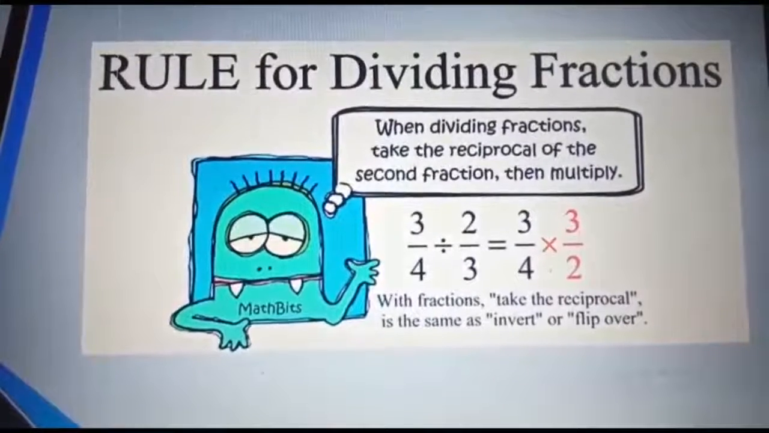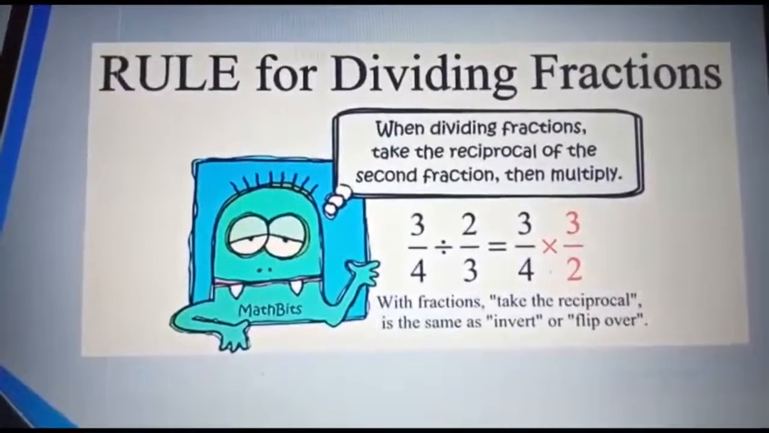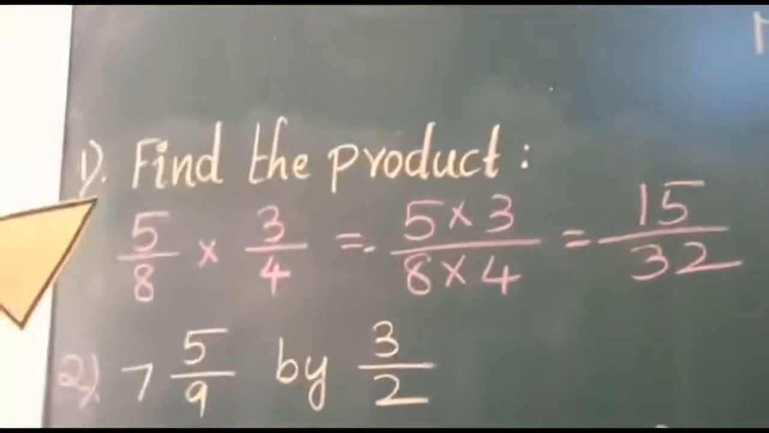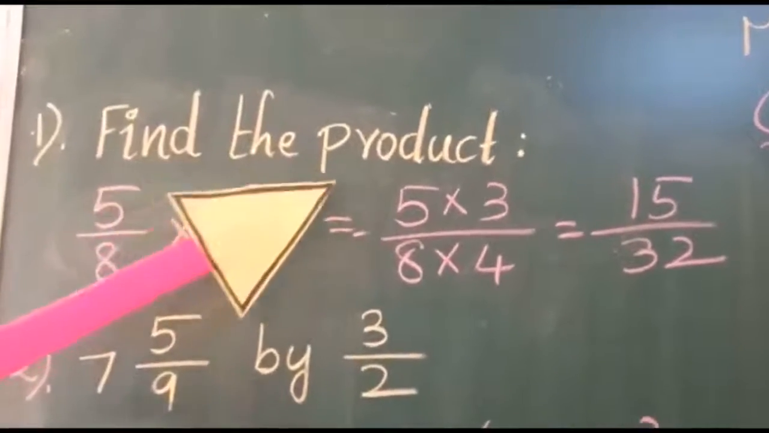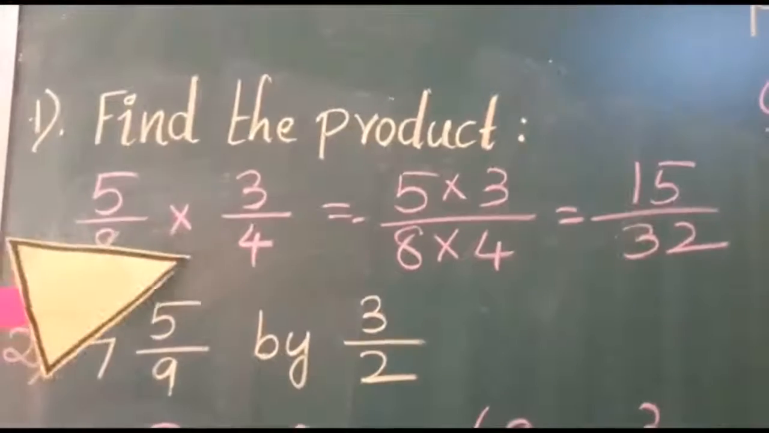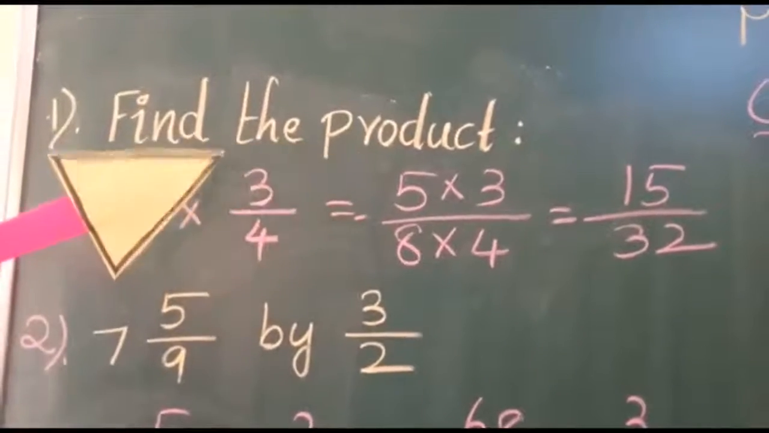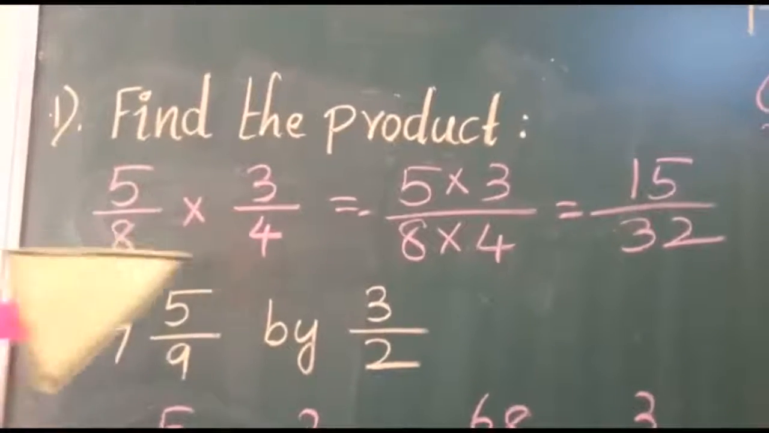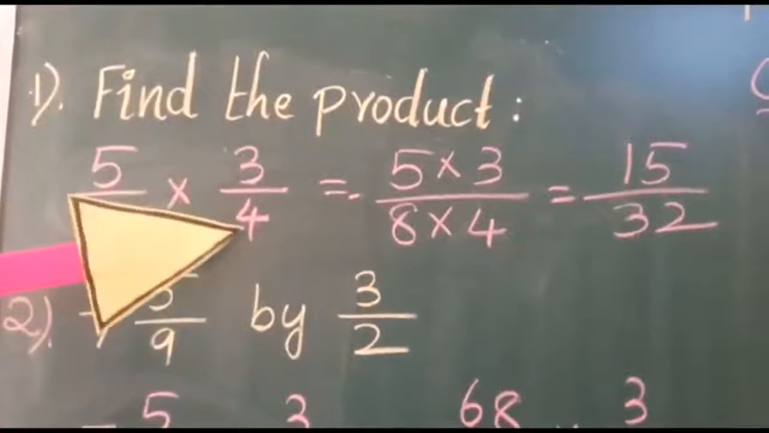I will show you some problems on the board, multiplication as well as division. These are the multiplication problems. Find the product. We know that product means multiplication. The first problem is 5 by 8 into 3 by 4. How can we do it? Product of numerators, product of denominators. That's the simple thing.